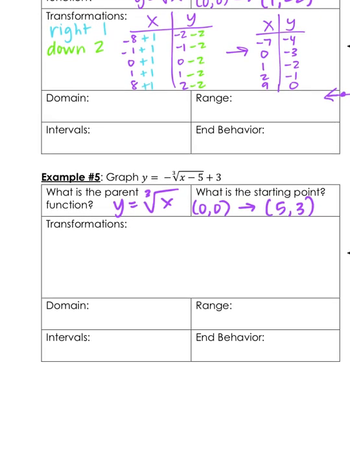So let's start off in the middle again, just for consistency. That -5, we're going to go the opposite direction, so we're going to go right 5. That plus 3 on the top tells me I'm going to go up 3. And then I have this negative out front. And remember, the negative means that I am going to reflect over the x-axis.